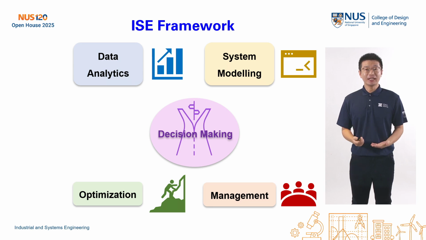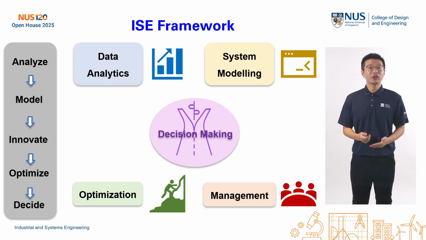And at the end of the day, all these will lead to decision making, which is the ultimate goal of most companies or organizations, either to maximize their profits or minimize their costs. And to summarize our methodical approach of industrial and system engineering, I would like to use these 5 keywords.